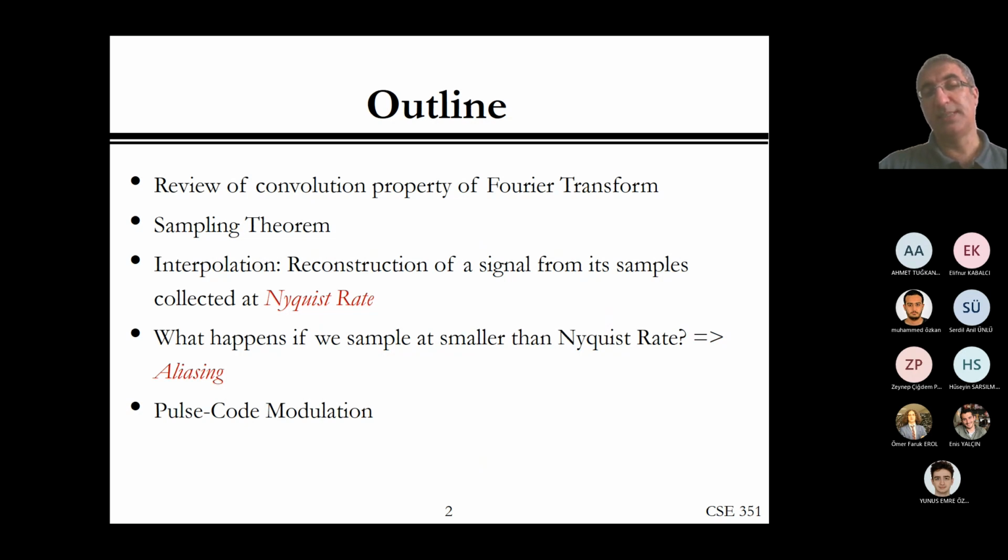But what happens if we sample at a rate smaller than the Nyquist rate, which is going to create an aliasing problem? How do we handle this aliasing problem? And the last topic is going to be pulse code modulation, PCM.